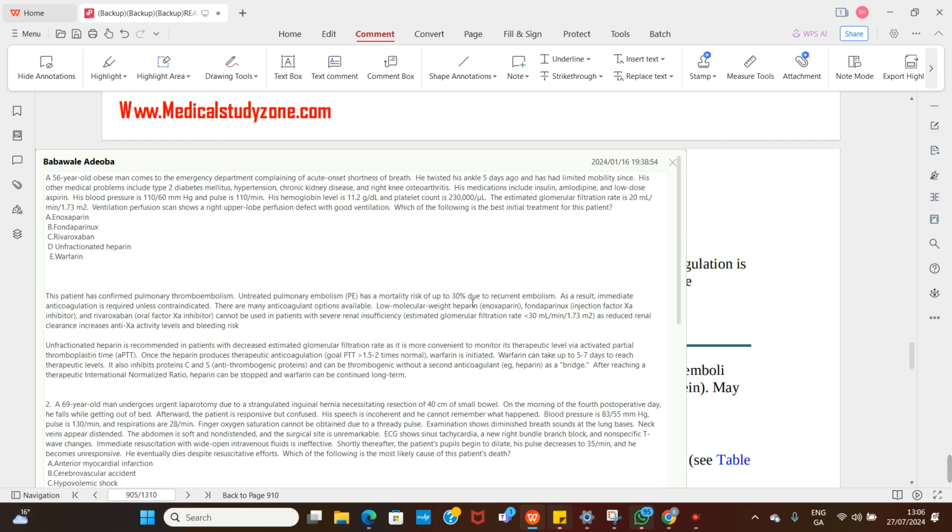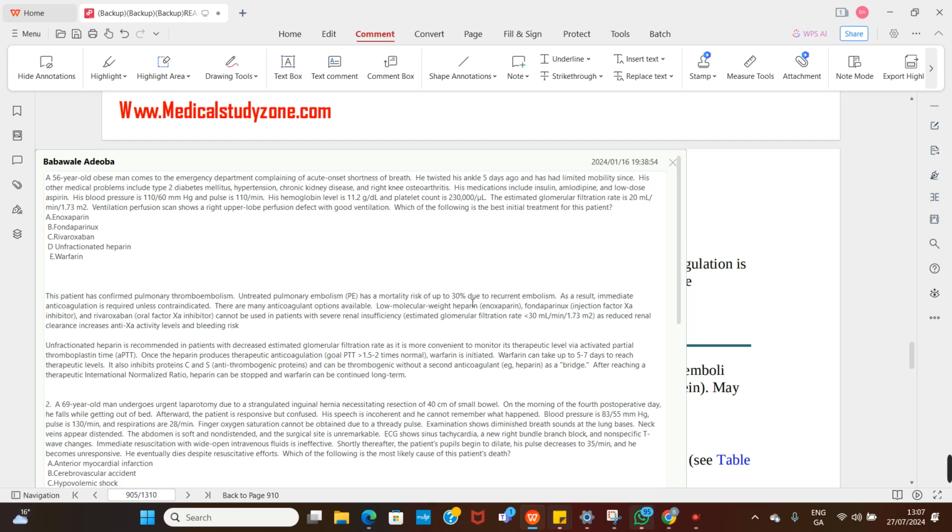The blood pressure is okay. The pulse is elevated, and hemoglobin is 11.2. Platelet is okay. The estimated GFR is 20 mL per minute per 1.73 meter square. Ventilation perfusion scan shows a right upper lobe perfusion defect with good ventilation. Which of the following is the best initial treatment for this patient?